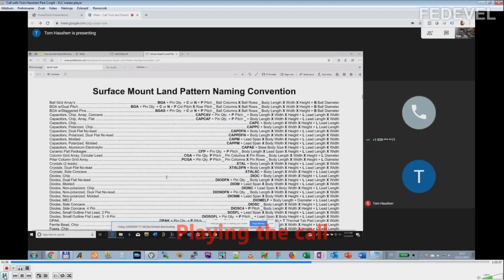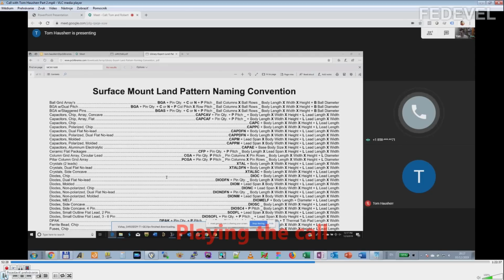The naming convention is broken down by first family: ball grid arrays, capacitors, diodes, crystals, ferrite beads. So you have your family first, and your family for a chip could be called RES for resistor, or CAP for capacitor, and IND for inductor. So you have your component family, and then you have your pin quantity. How many pins are in this part? Of course, for a 2-pin part, you don't ever put in 2 pins. It's 2 pins if it's a chip part or whatever.